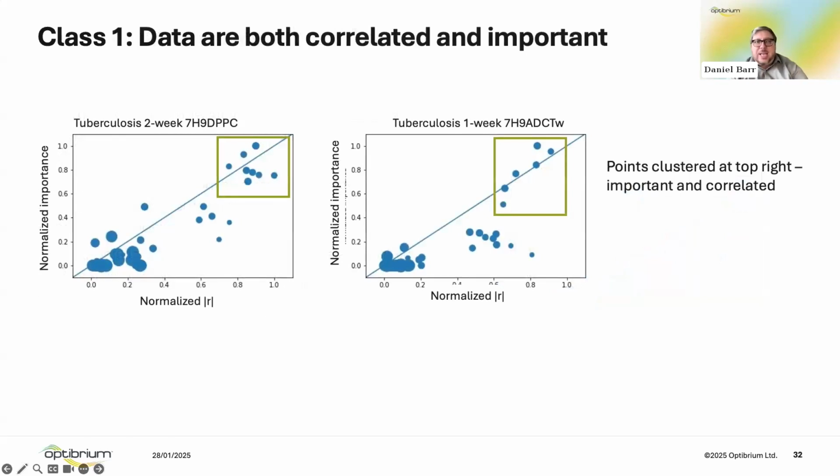Okay, so let's take a look at our top 10 most accurately imputed endpoints. For two of them, we see lots of class 1 relationships across the data. We see the points clustered here at the top right of our graph, meaning that these endpoints are both important and correlated. The correlation analysis and the deep learning imputation are identifying and using the same relationships, the same endpoints.